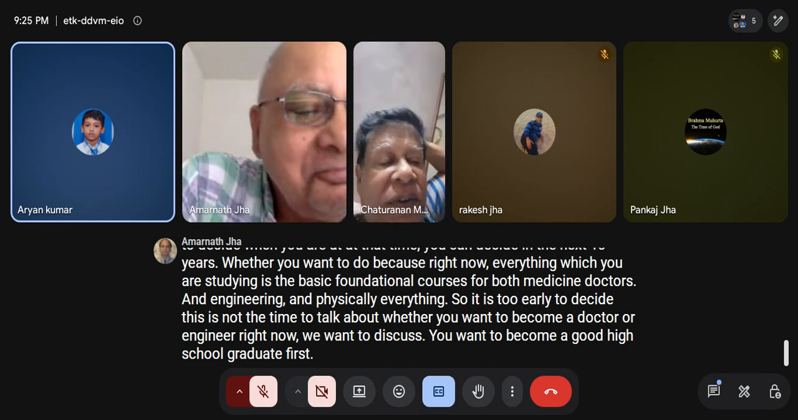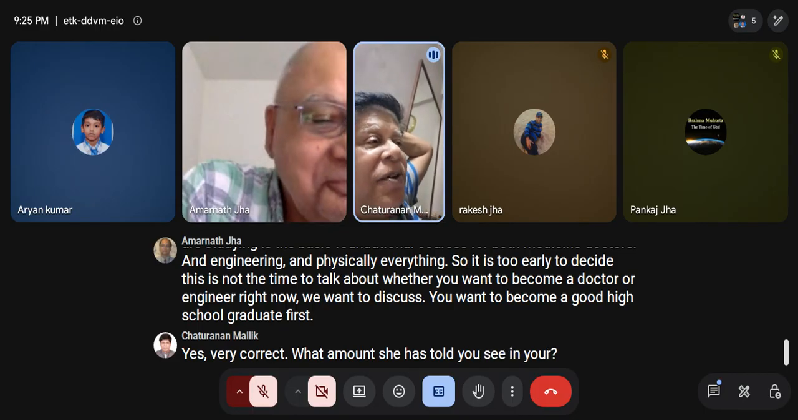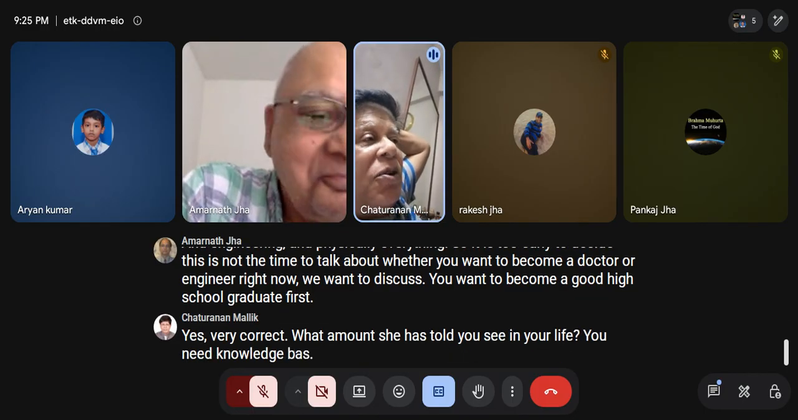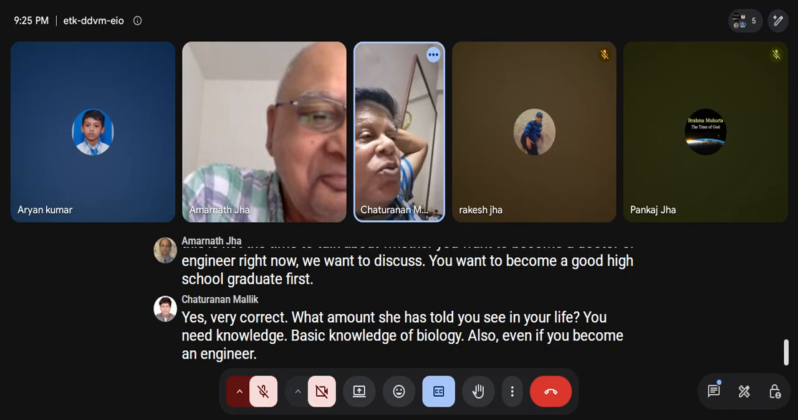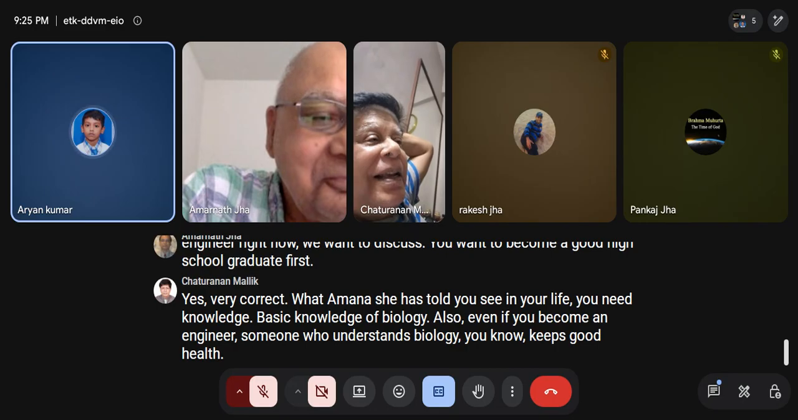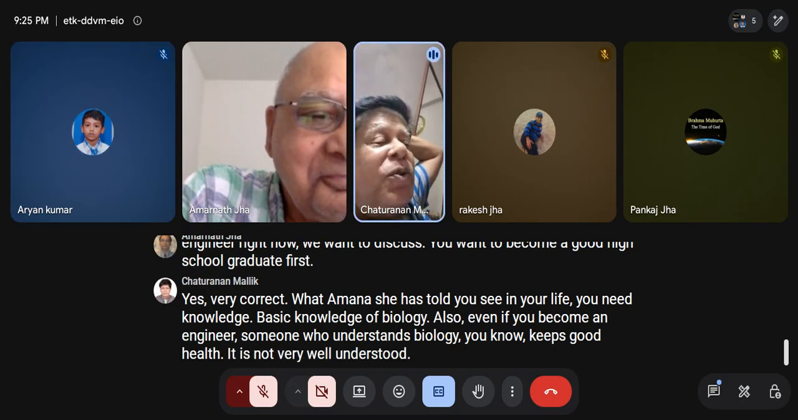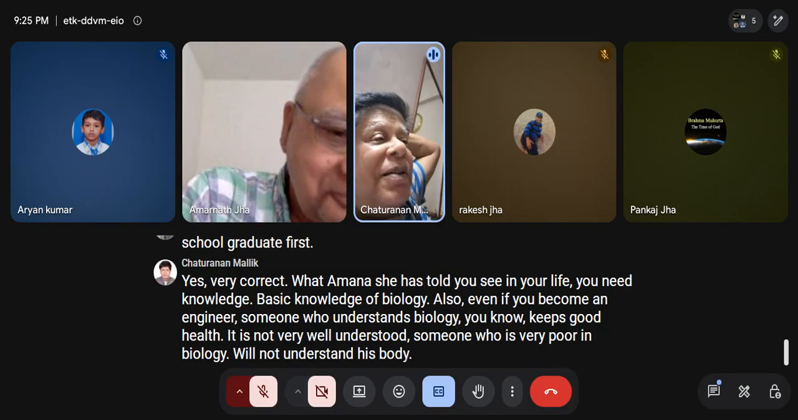Yes, very correct. What Amarnath ji has told you. See, in your life, you need basic knowledge of biology also. Even if you become an engineer, someone who understands biology keeps good health. It is now very well understood. Someone who is very poor in biology will not understand his body himself.